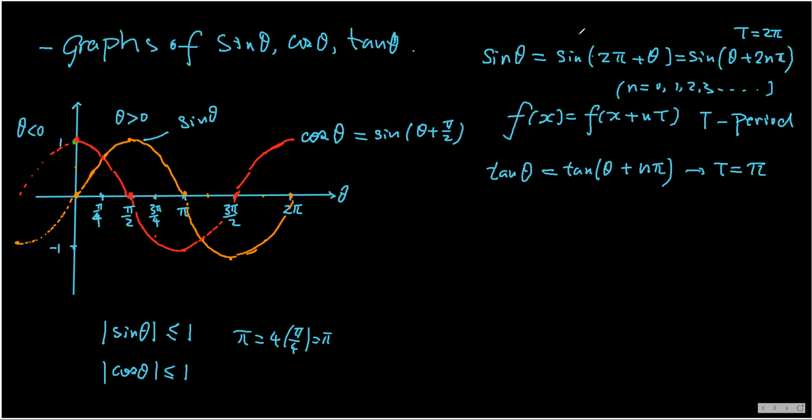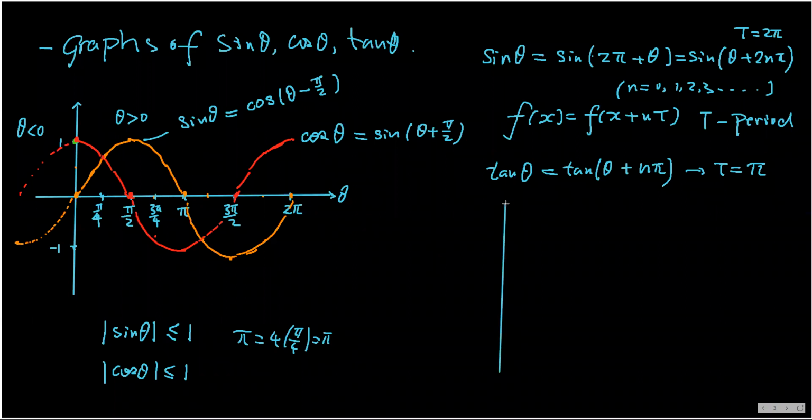Okay. And of course, you can also say that sine theta comes from cosine theta. Do we want to plus? So minus half pi. Can you see that? It means it moves forward. Okay. Finally, we need to draw the tangent.